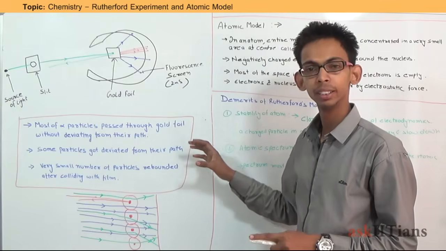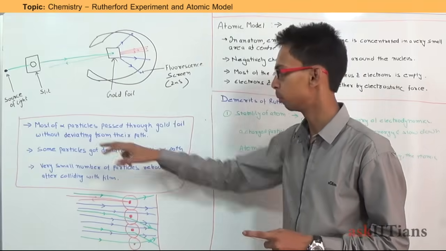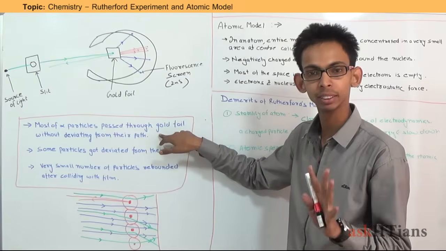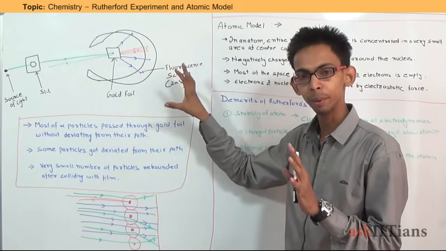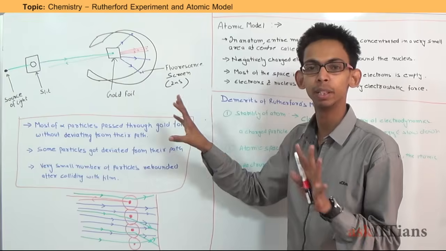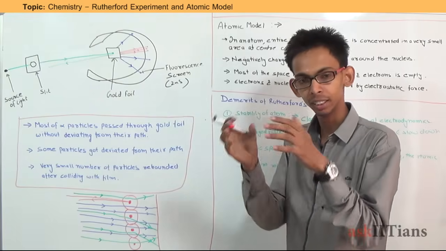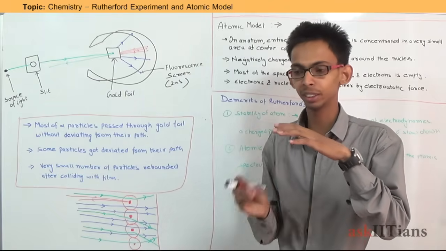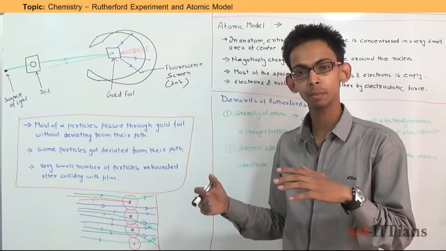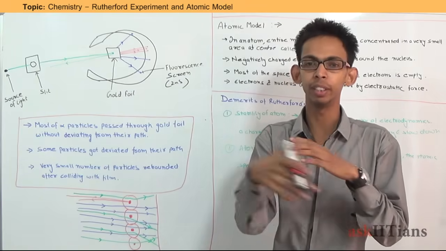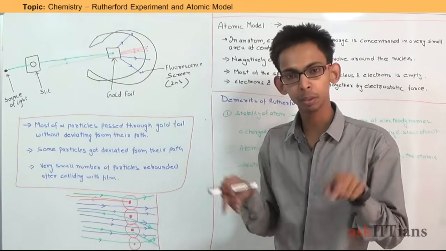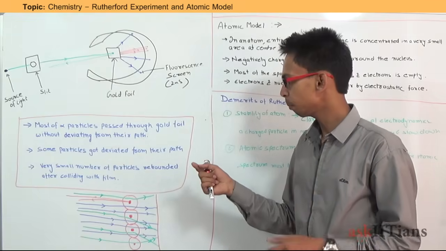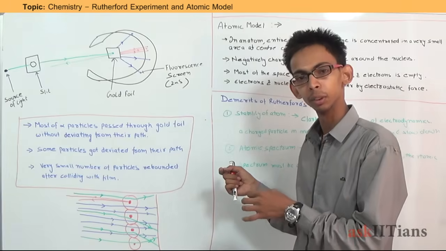Now, what were the conclusions of this experiment? Most of the alpha particles passed straight through the gold foil. That means most of the space in an atom is empty. There is nothing inside that space to stop an alpha particle or to interrupt its movement, so it went straight. Most of the alpha particles went straight without deviating from their path. That means most of the space of an atom is empty, while some particles got deviated from their path.